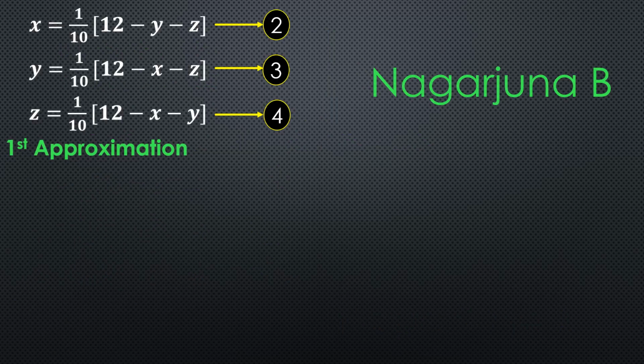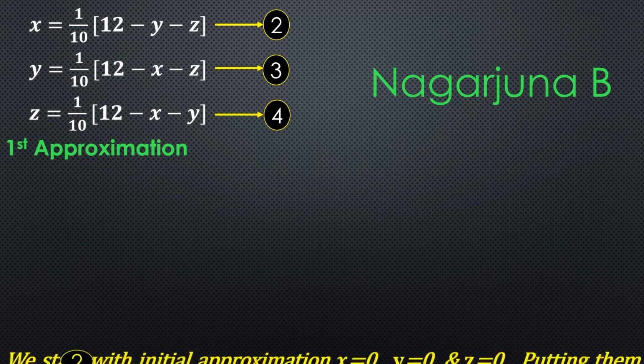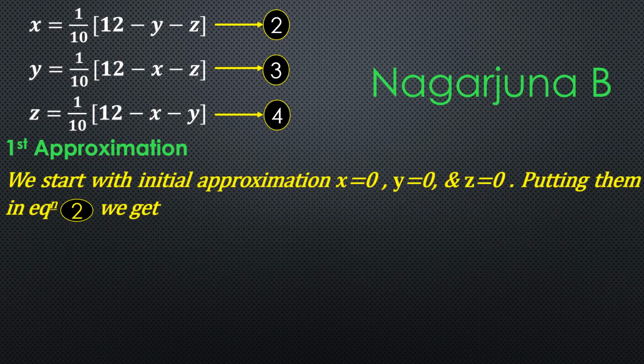Since the initial approximation values have not been given, as I told, we need to consider the initial approximation of the unknowns as 0, that is x1, x2, x3 as 0. Since here it is x, y, z, we consider x is equal to 0, y is equal to 0, and z is equal to 0.